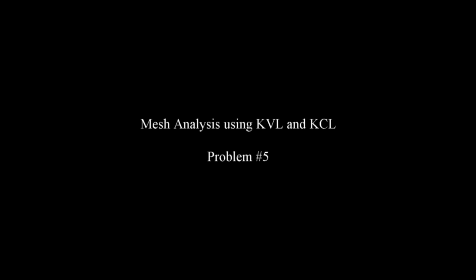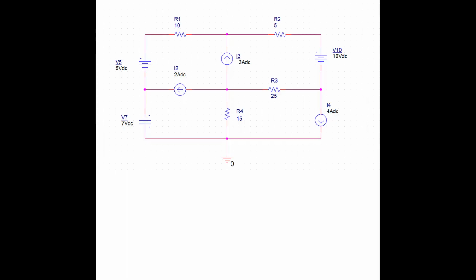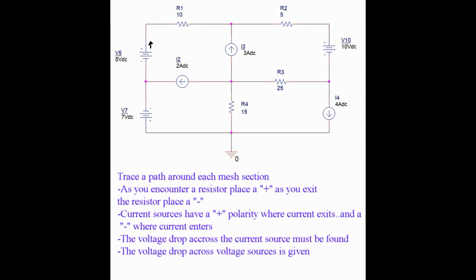Welcome to mesh analysis using KVL and KCL, problem number 5. We are going to do a slightly more complicated problem than we've done before. We have 4 resistors, 3 current sources, and 3 DC voltage sources.